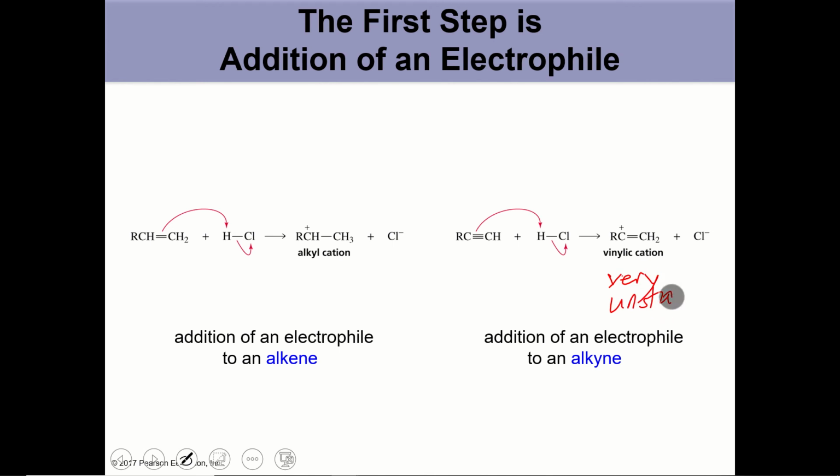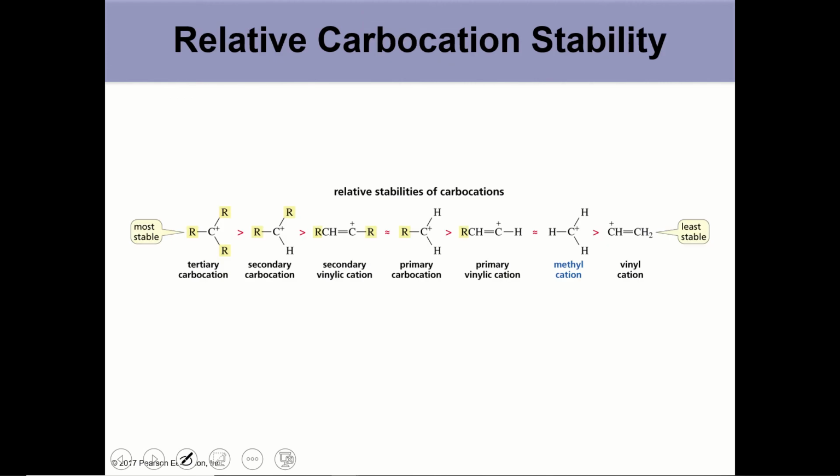And this intermediate is not something you're going to be asked about, but you should know that vinylic cations are very unstable. So in terms of carbocation stability, we're going to expand our list, and we're going to say tertiary carbocation is the most stable. And this is not going to be the final list for carbocations. We're going to encounter other carbocations in chapter 8, and the carbocation list is going to expand again.